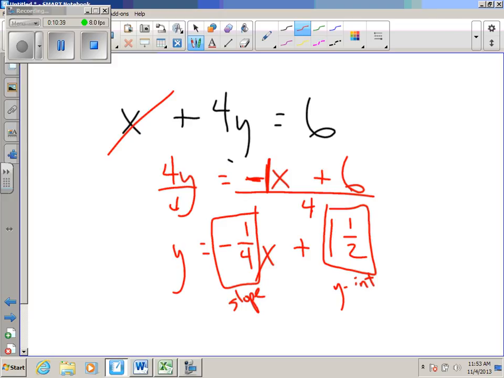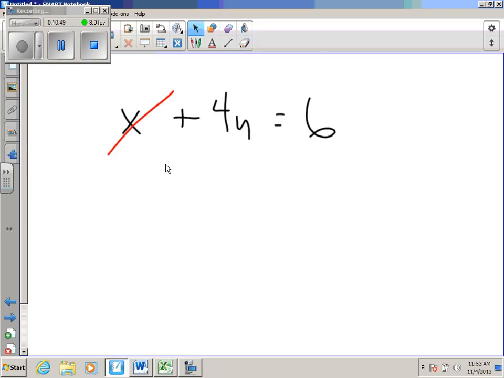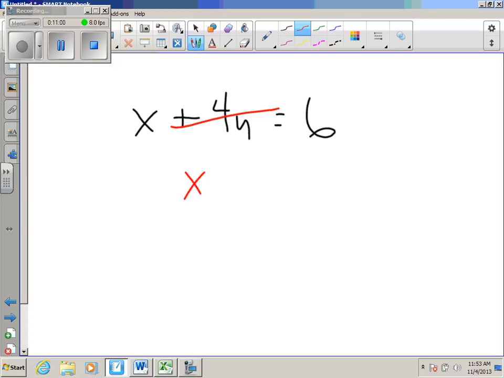What other way? 6 minus x? Sure can. Subtract 4y from both sides. And then I'm going to have x here, right? And I'm going to have a negative 4y. Let's take care of the 6 right away by doing what?